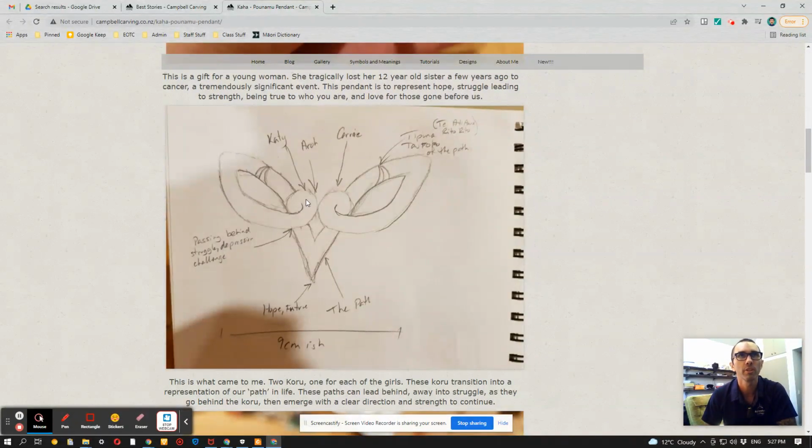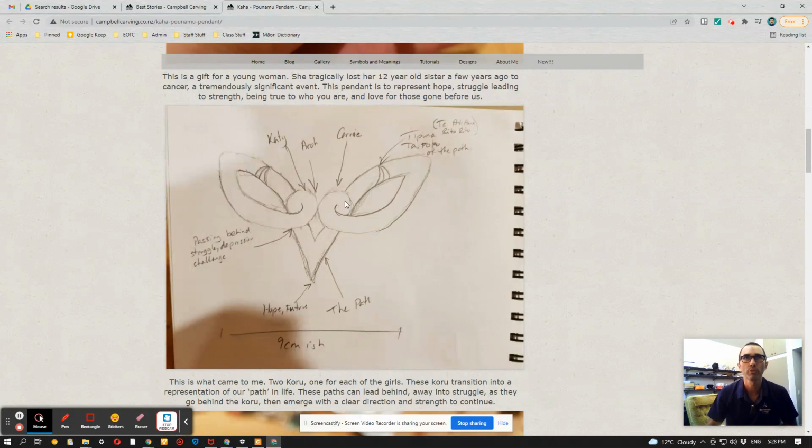So this kaupapa was about two girls, both teenagers. One passed away, and so this taonga is for the surviving girl. And they wanted it to represent a reminder of her sister, because they were very close. They wanted it to represent struggle and hardship, but also support through that hardship, and that there is a future after struggle, after depression, after challenges, and there is hope for a good future after that. And so that was the kaupapa, and that's what translated into what you see on the screen now.